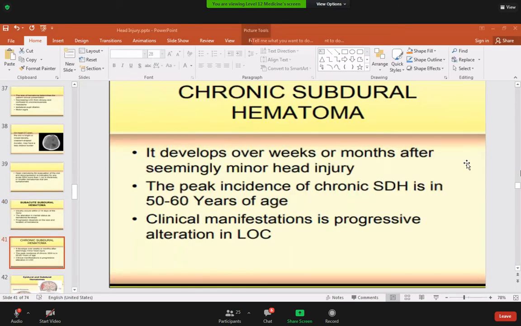Chronic subdural hematoma takes weeks or months after a minor head injury. It's usually minor head injuries which were initially not taken very seriously. Sometimes there is development of minor subdural hematomas, and they develop over a period of weeks or months. And usually these are in old-aged patients. The manifestation is progressive loss of consciousness or progressive change in the status of consciousness.